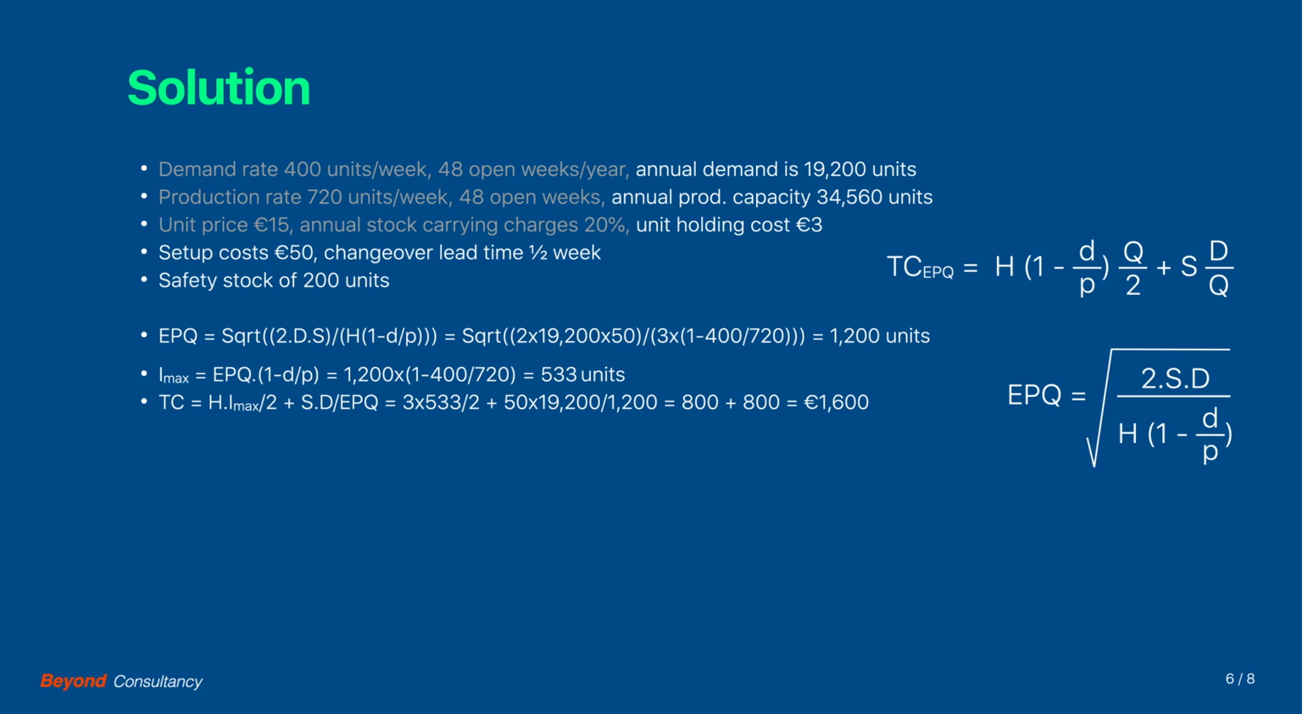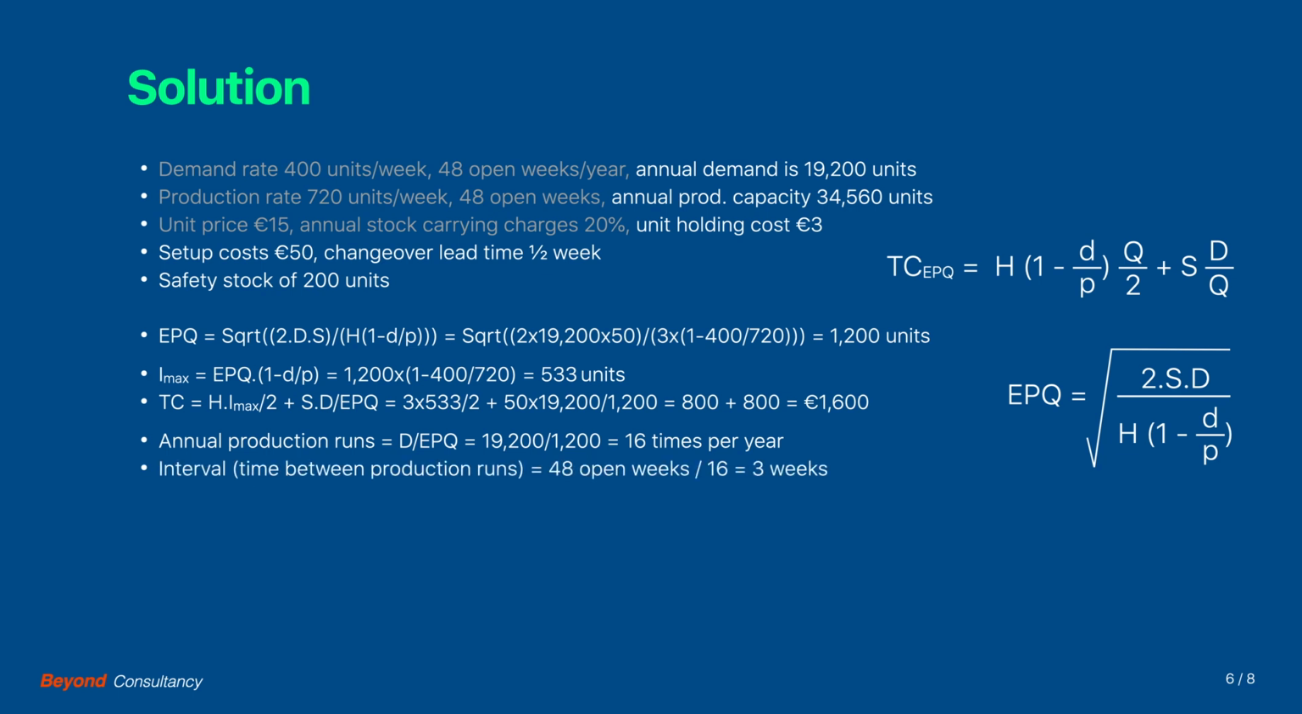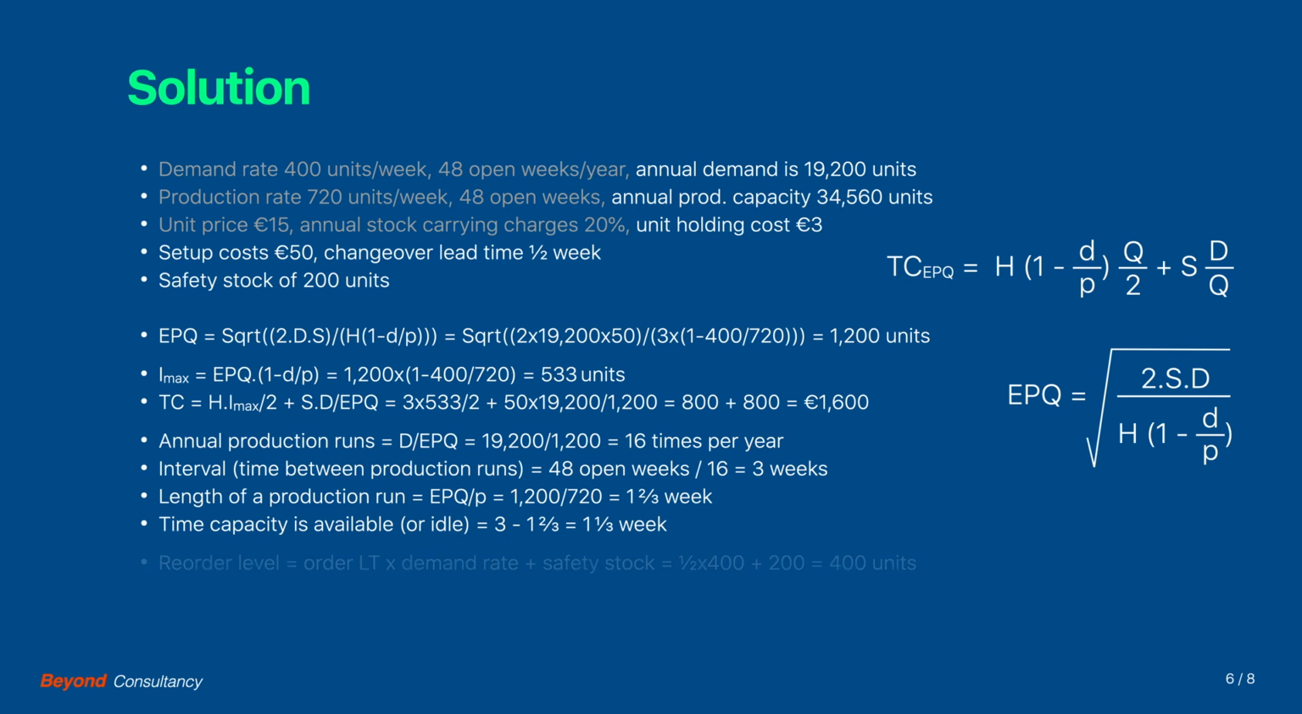Let's now calculate the key elements of the work-in-process buffer. We have 16 runs per year, namely the annual demand of 19,200 divided by the optimal lot size of 1,200. This means that the total cycle takes 48 divided by 16, it takes 3 weeks. Based on the production rate of 720 units per week, the length of the production run itself is only 1 2/3 of a week, meaning that the time available for the other processes is 1 1/3 weeks.